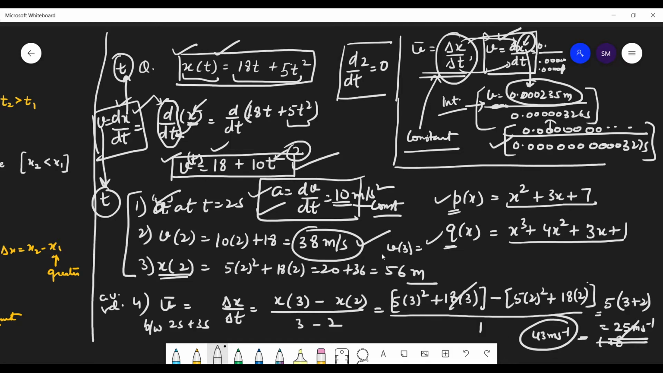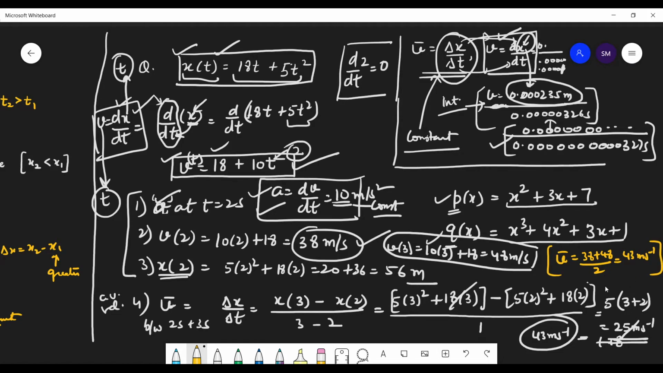Yes, that's correct. So at 2 seconds the velocity was 38, and at 3 seconds, what's the velocity? 10 into 3 plus 18, that is equal to 48 meter per second. Absolutely. So here, students, as the acceleration is constant, you have another formula for the velocity. You can take the velocity as the arithmetic average. So 38 plus 48 divided by 2, and that's again 43 meter per second. So you can take the arithmetic average of initial and final velocity.